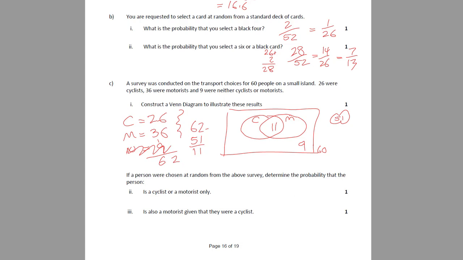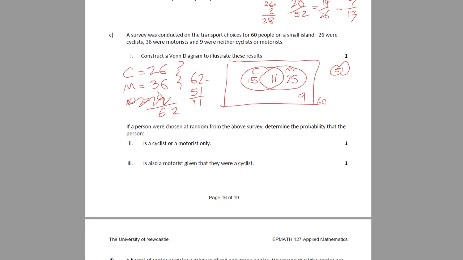So if there's 11 in the overlap and there's meant to be 26 cyclists, what's 26 minus 11? 15. Now the cyclist circle has 26 in it. The motorist circle should have 36 in it. Well, it's already got 11, so 36 minus 11 is 25. Now it's got 36. Let's check that everything adds up to 60. 15 and 11 is 26, and 25 is 51, and 9 is 60. All good.